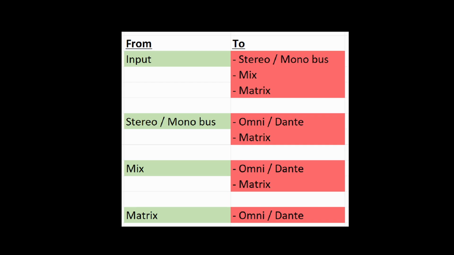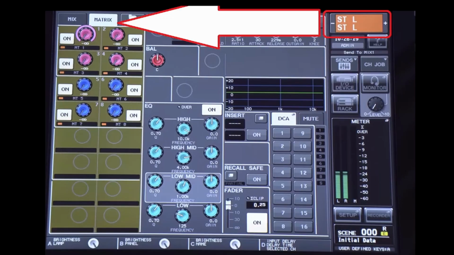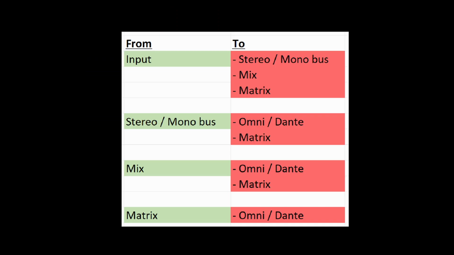You can also send your stereo or mono bus to the matrix. So again, in the top right hand corner, what we have selected is the stereo left, and over on the left we have the matrix options, and you dial in the amount that you want to send to each matrix. Mixes can also be sent to outputs or to matrices.